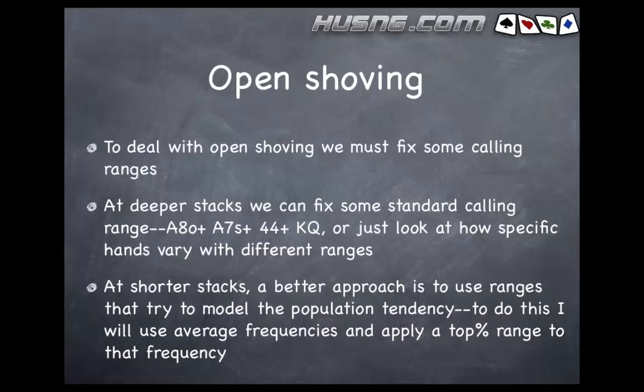While at shorter stacks, I think a better approach, especially better than just using some standard calling range off the top of your head, is to use ranges that try to model a population tendency. So my approach to this is kind of first order: use the average frequencies at which I'm getting my open shoves called, and then just apply a top percent range to that frequency. And here we're going to exploit Icmizer's different ordering scheme to try to pick a good top percent range.